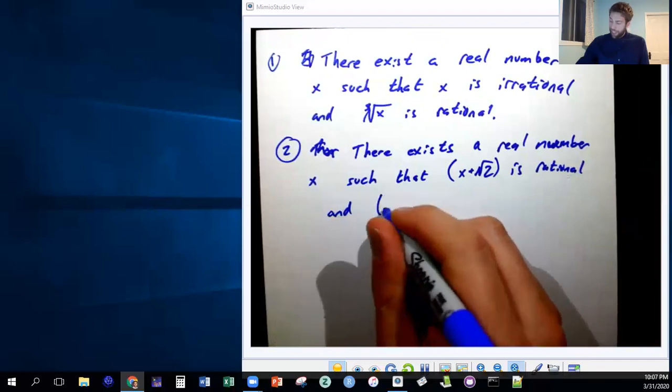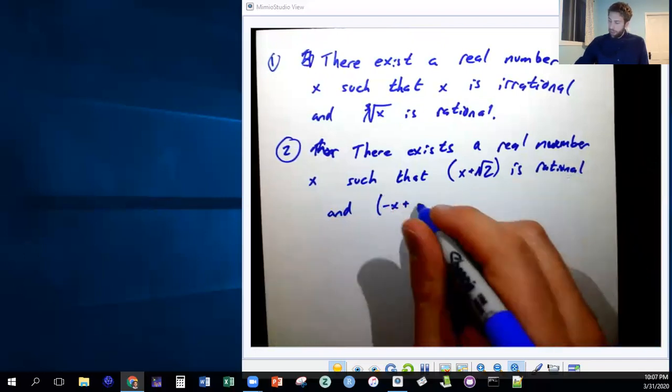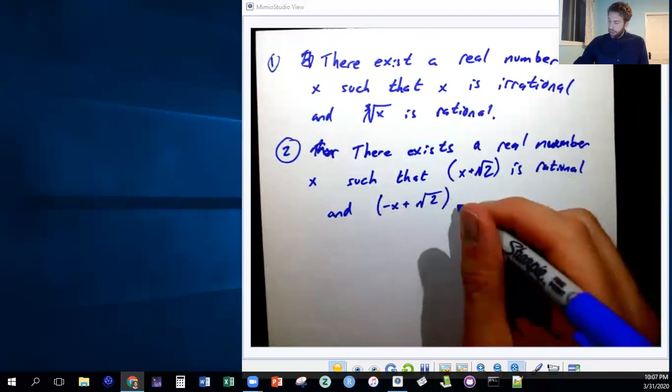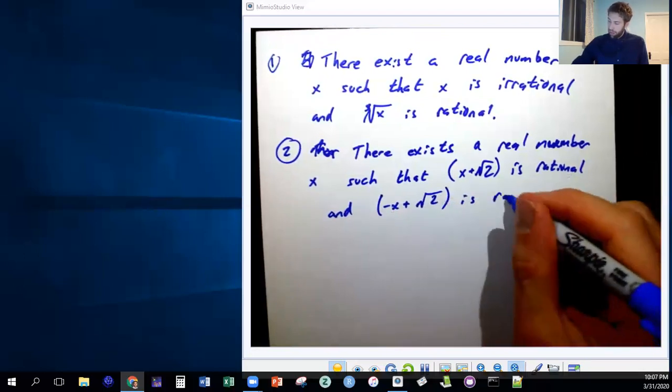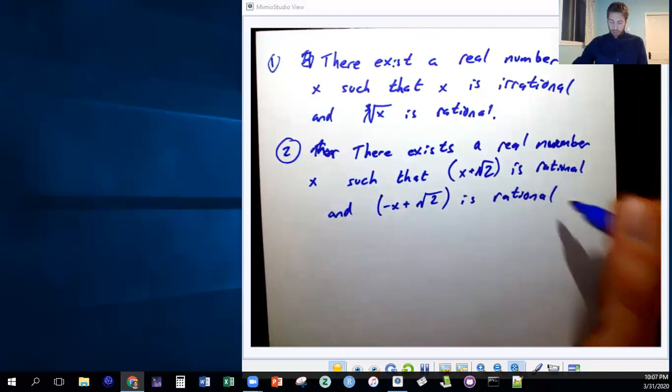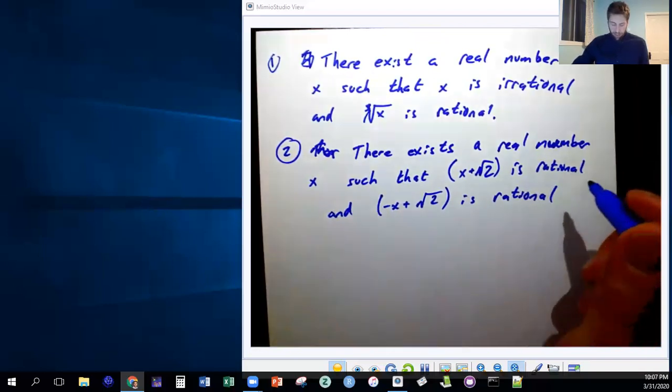No, negative x plus square root of 2 is irrational. I'm negating. Negation of irrational is rational.